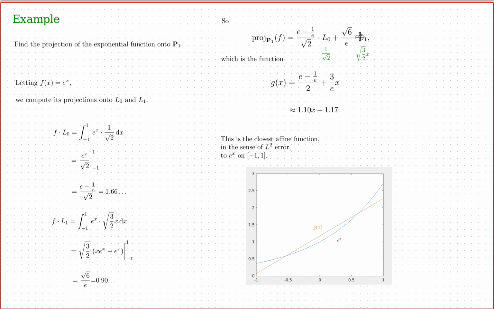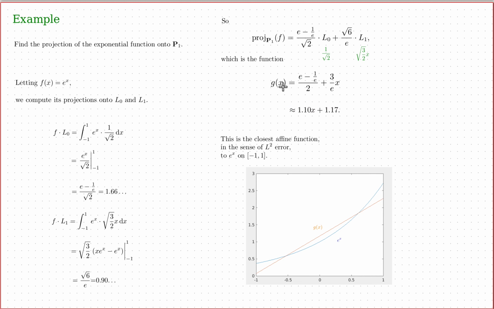And remembering that L1 was radical 3/2 times x, we get some cancellations. The radical 2 down here cancels the radical 2 from the radical 6, and then that'll leave us with radical 3 times radical 3. That gives us 3 divided by e. So this is what we get. This is our projection. It's a little messy, but if you crunch it down to numbers, it comes out to be about 1.10x plus 1.17.